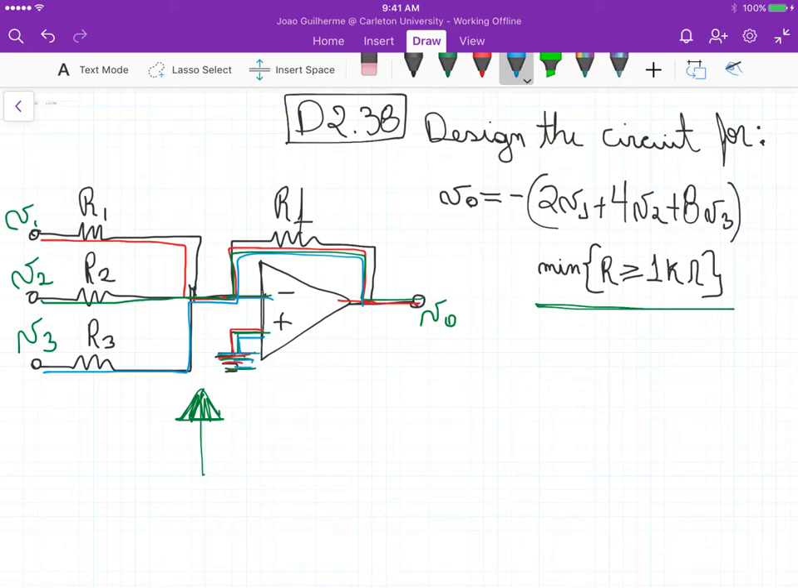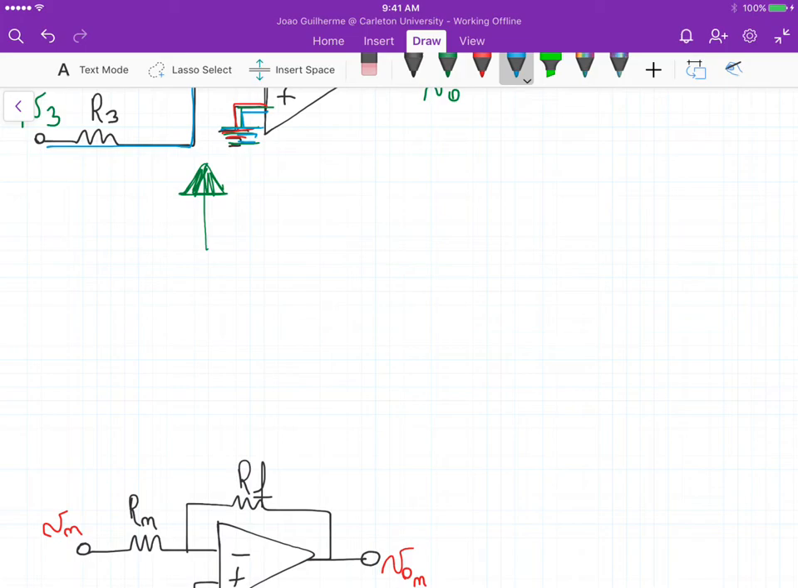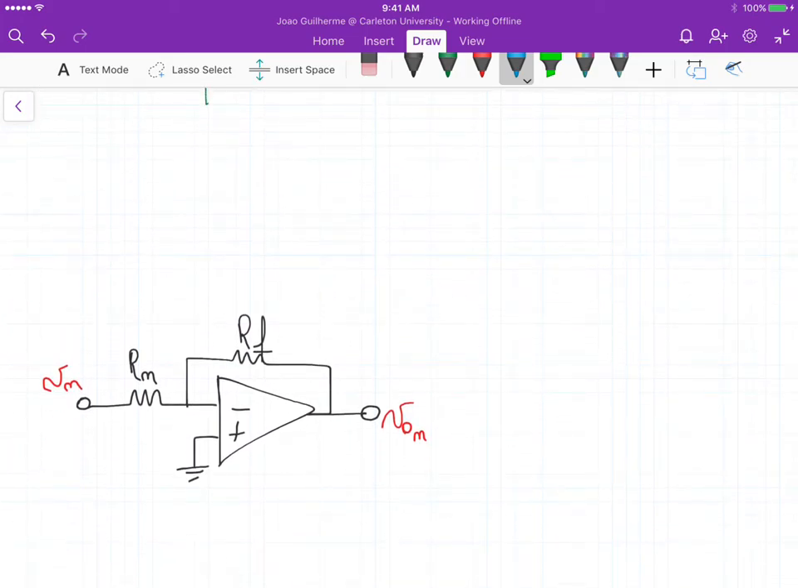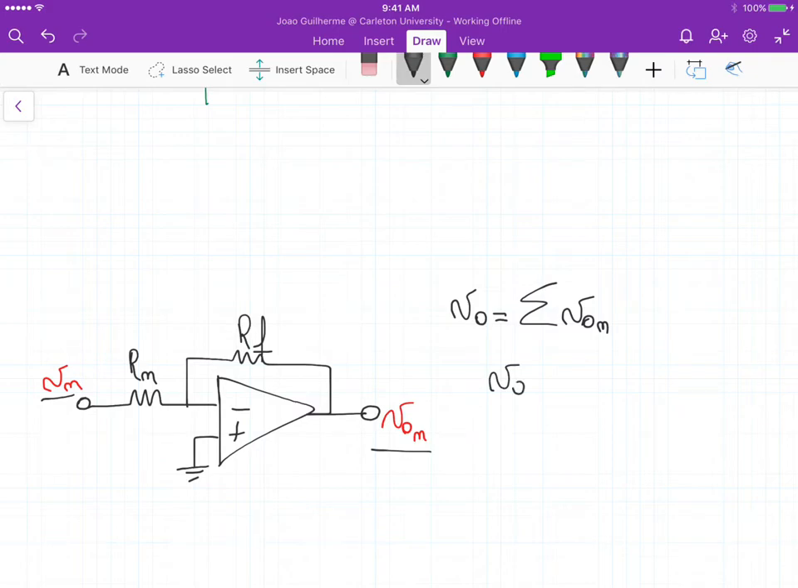So if we look at this circuit this way, if we apply a superposition of the contributions of each one of these voltage sources, V1, V2, and V3, we can see the circuit as a simple inverting amplifier, where the total output Vout is the sum of each one of the n outputs from the contribution of each one of our inputs, right? And we know that Von is equal to minus RF over Rn times Vn, which is our input.